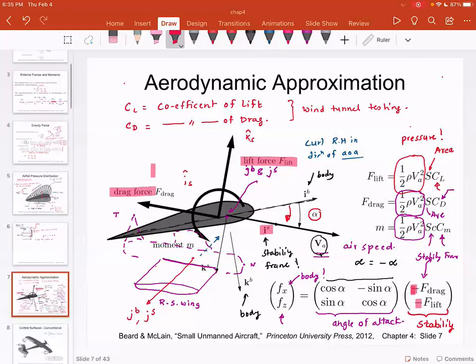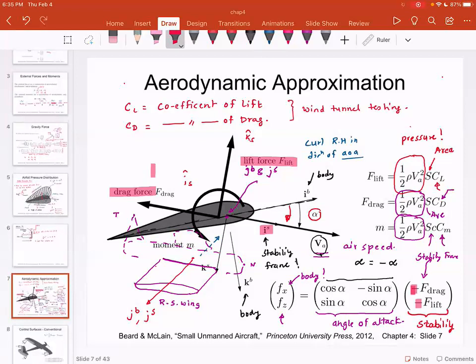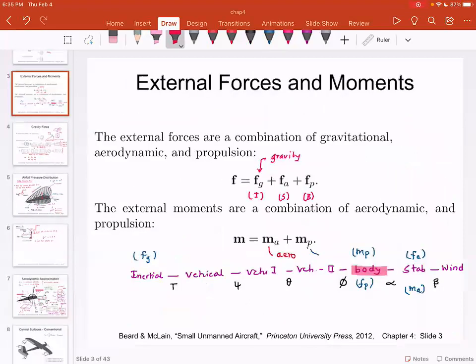Moving on. But once again, depending upon the type of aircraft that you are studying, it may so happen that these forces could be expressed in a different coordinate frame. One thing I want you to notice is to always remember this transformation: inertial to vehicle, vehicle one to vehicle two, vehicle two to body, to stability, to wind. Then wherever the forces are defined, you can track them back or forth.